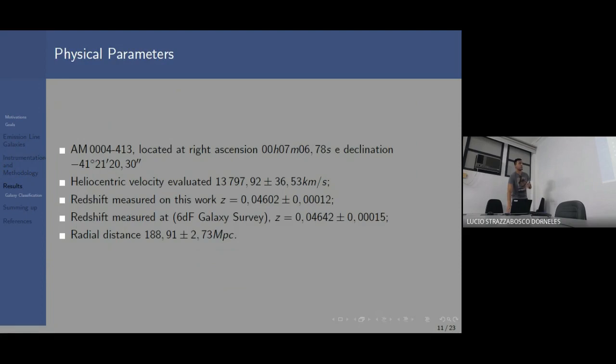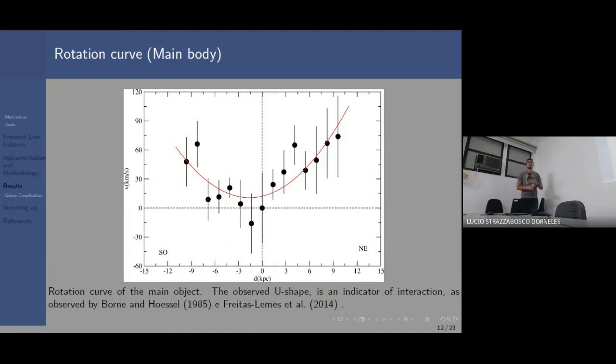Here we have some physical parameters that we determined of the galaxy. Here we have the rotation curve of the galaxy, that is velocity in function of the radius of the galaxy. Here we have a so-called U-shaped profile that indicates the interaction with another object.